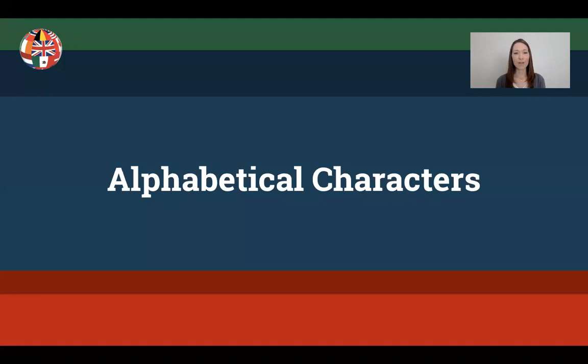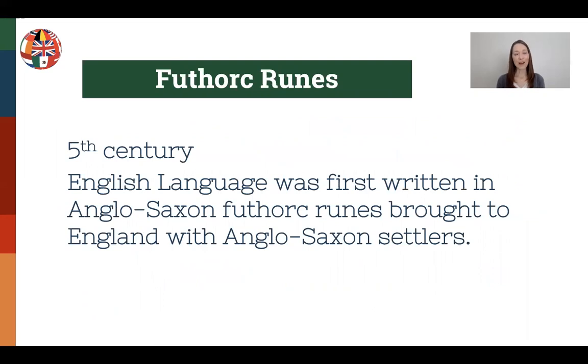All right, moving on to that first essential piece of paleography, which is the alphabetical characters. I'll give you a little bit of a history lesson here. History is really complicated, and so this is really simplified, of course, but this will kind of give you a feel for where some of the things come from that we see in old documents. So back in the 5th century, the English language was first written in Anglo-Saxon Futhorc runes, and it was brought to England with the Anglo-Saxon settlers.